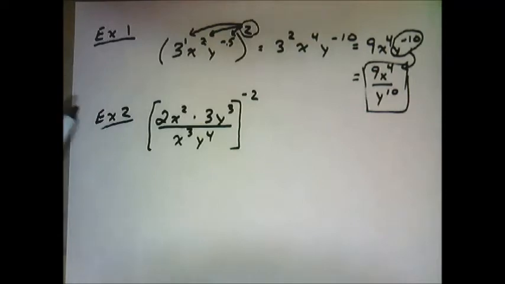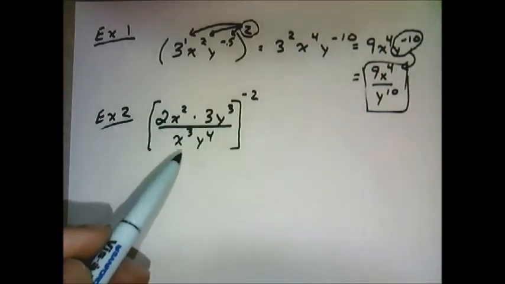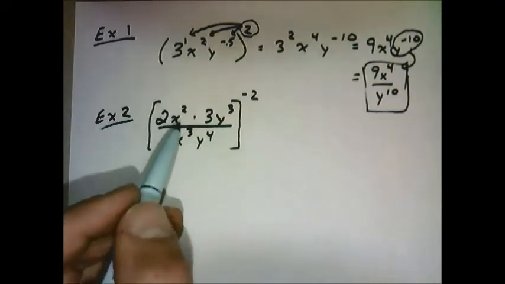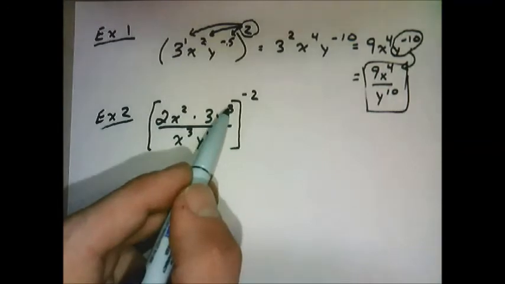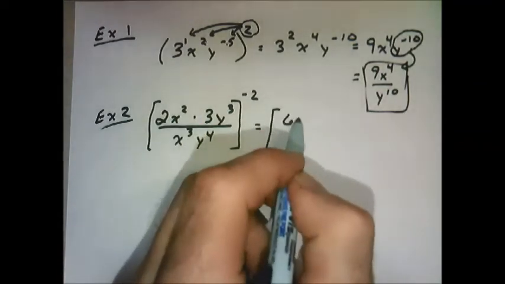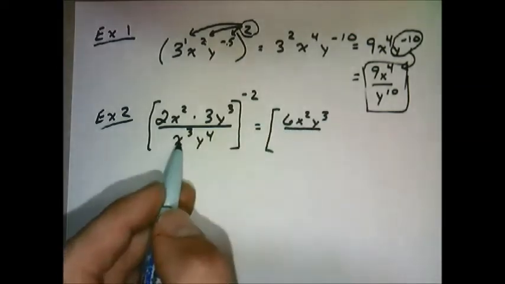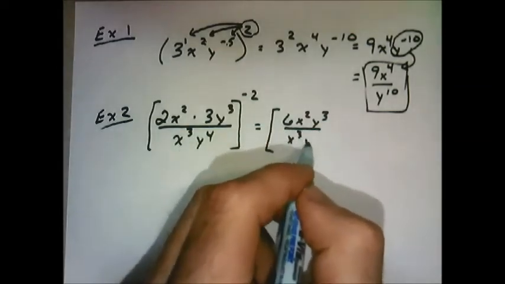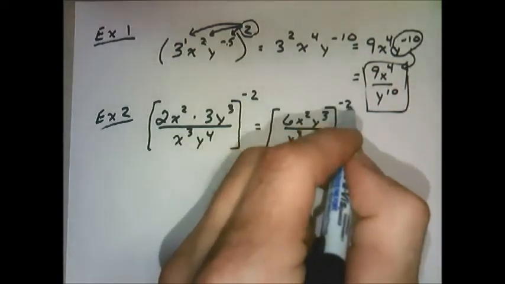To clean this up to begin with, we would go inside the brackets, like we normally would with an equation, and simplify what we can. In this case, in our numerator, we have 2x squared times 3y to the 3rd. We can clean that up to 6x squared, y to the 3rd. And on the bottom, we have x to the 3rd, y to the 4th. And that's to the negative second power.